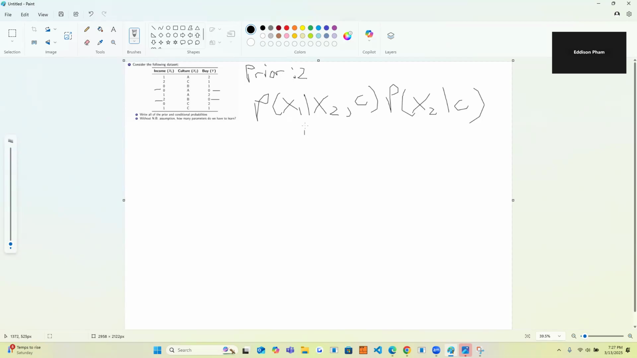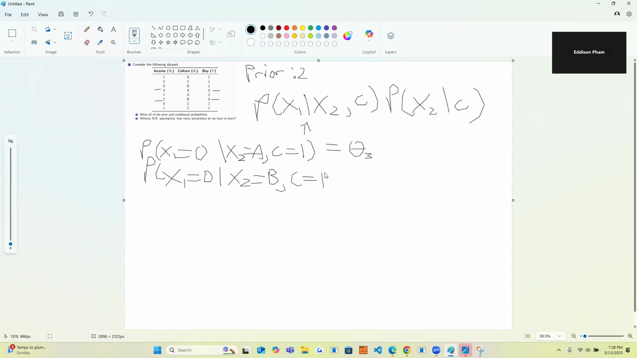So what do you want to do? Let's start with this one. This is the most complicated one. Let's start with x1 equals 0, given x2 is equal to a, and C equals 1. That is one parameter, so theta, in this case, theta 3. How about P of x1 equals 0, given x2 is equal to b? So we're incrementing this term right here, because later on we can just multiply it by 3 since we have 3 states for C. And that's this whole other parameter, equal to theta 4.